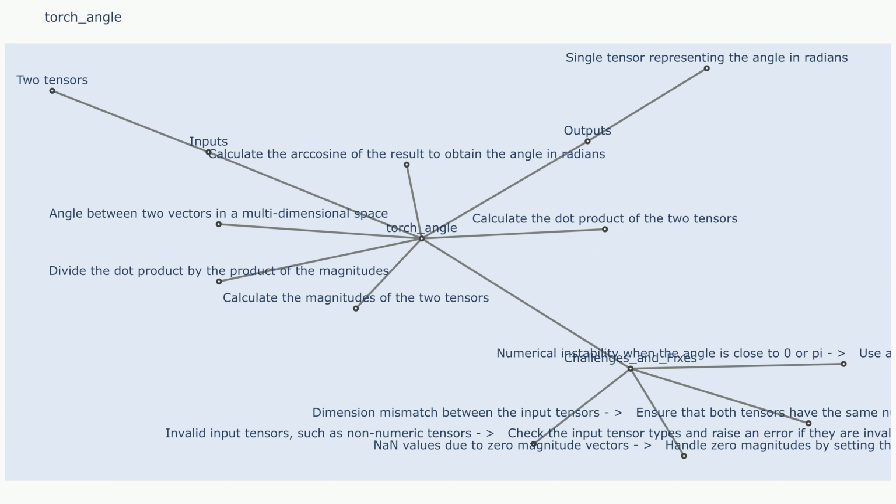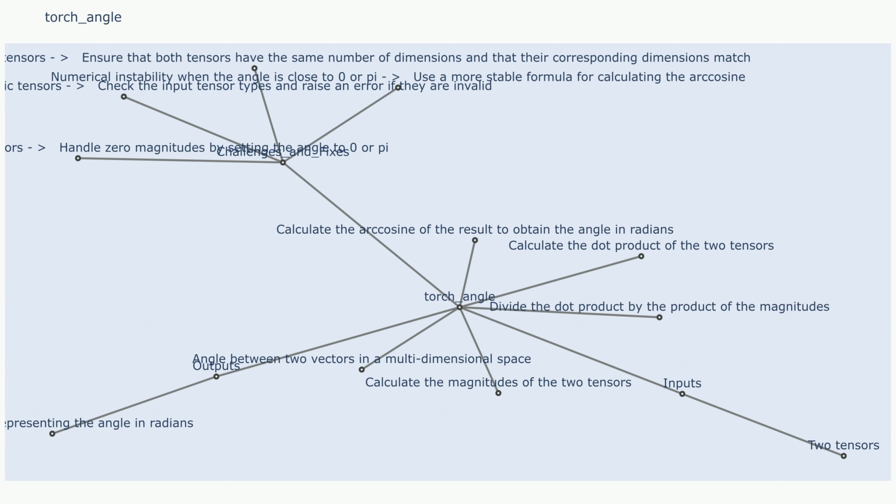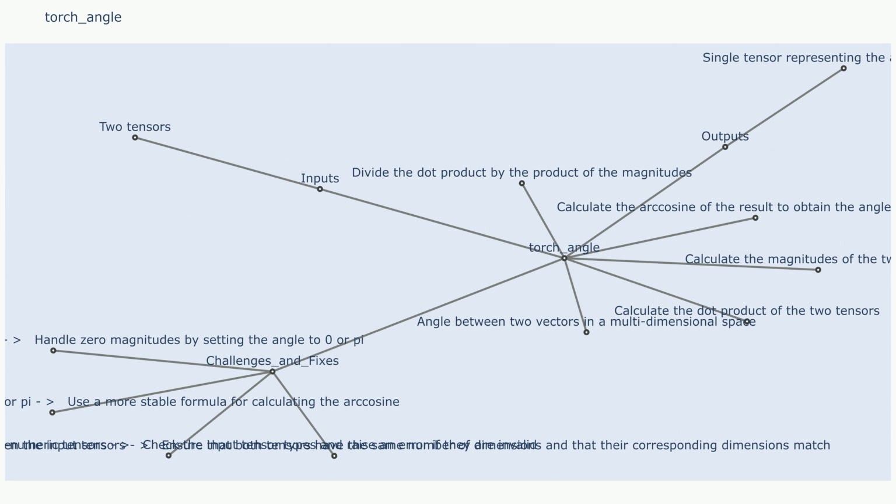Desired weld bead profile, the desired shape and size of the weld bead, which can be influenced by torch angle. Outputs: weld bead profile, the resulting shape and size of the weld bead, which is directly influenced by the torch angle. Penetration depth, the depth to which the weld penetrates into the base metal. Weld quality, the overall quality of the weld, including factors such as strength, uniformity, and appearance.